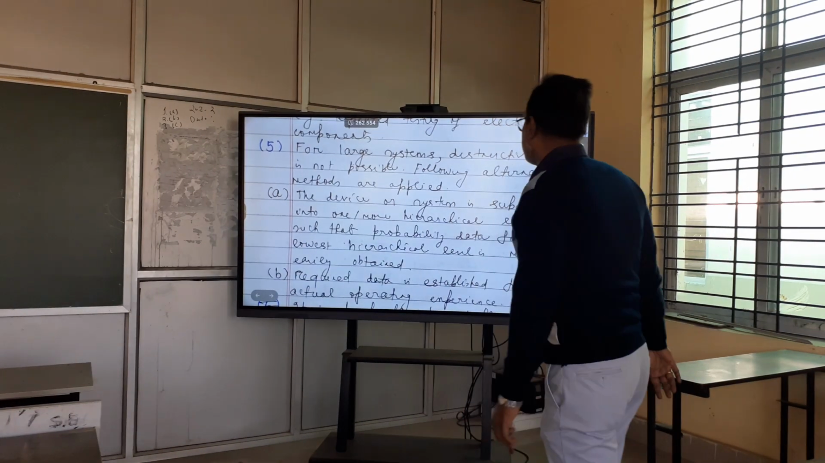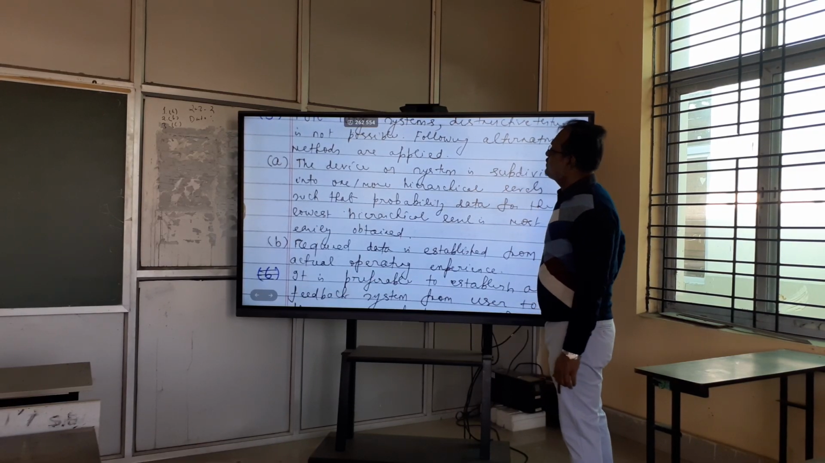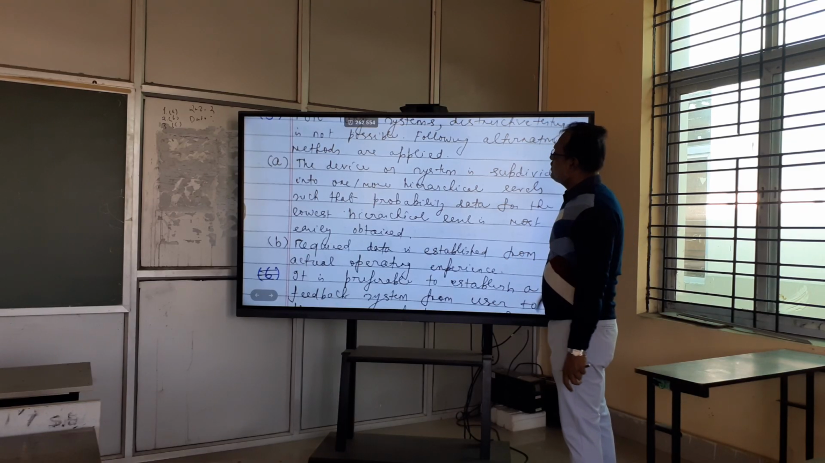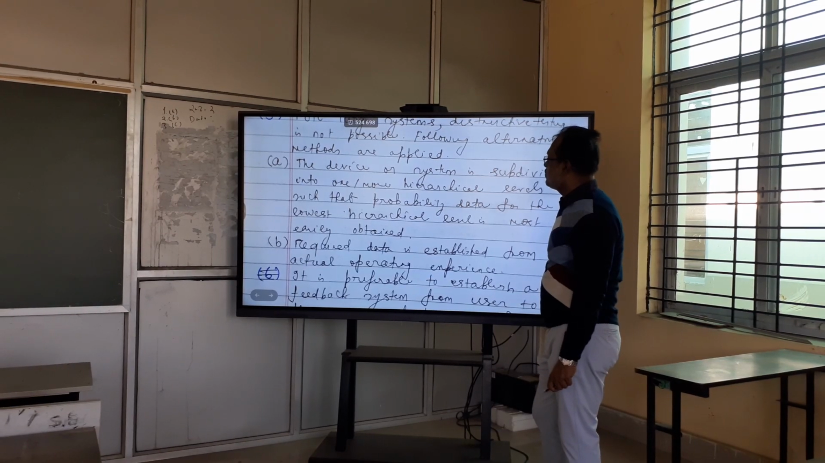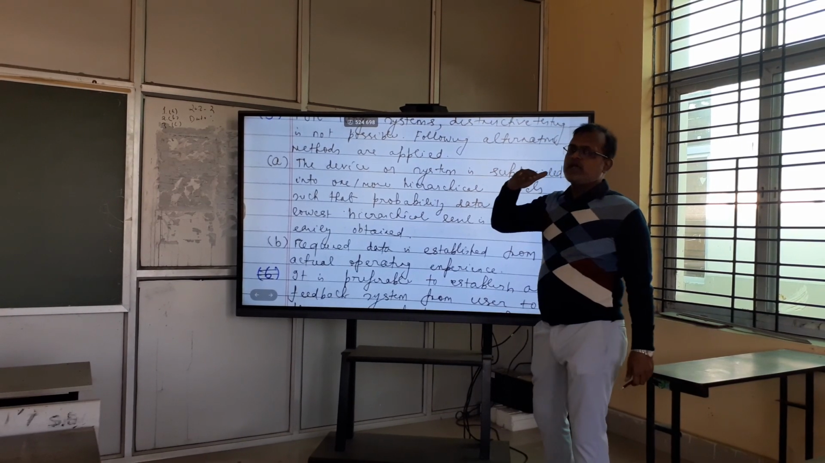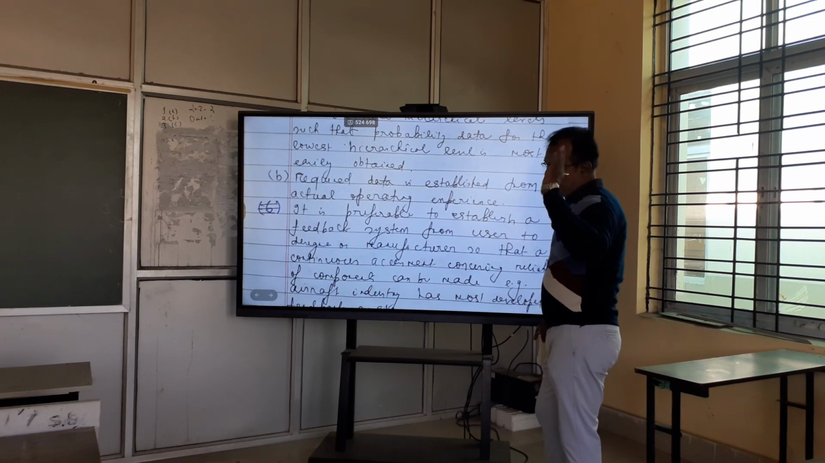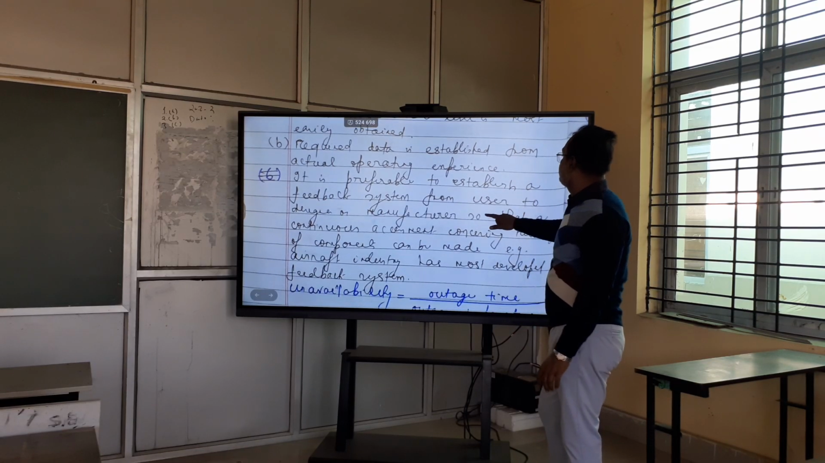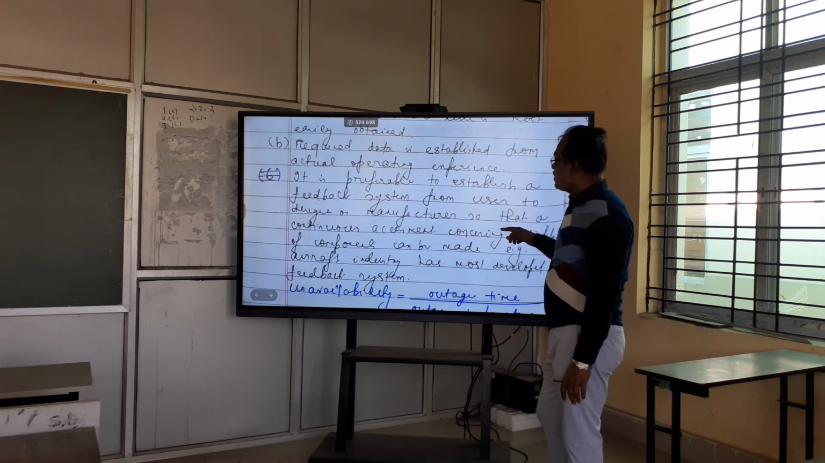So the two alternative methods are: one is the device or the system is subdivided into one or more hierarchical levels such that the probability data for the lowest hierarchical level is most easily obtained. Hierarchical level, different hierarchy we make. The required data is established from actual operating experience, past data, not direct feedback from the user, the designer or manufacturer, so that continuous assessment concerning reliability of components can be made.